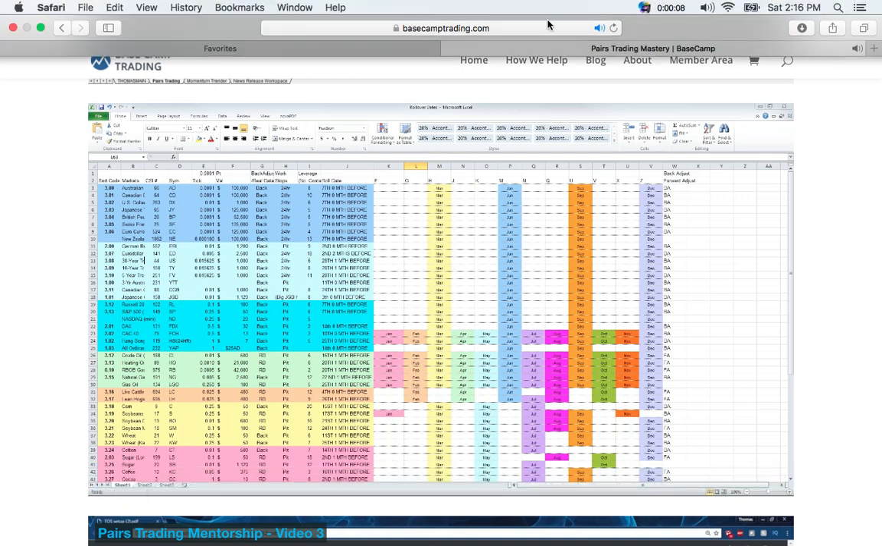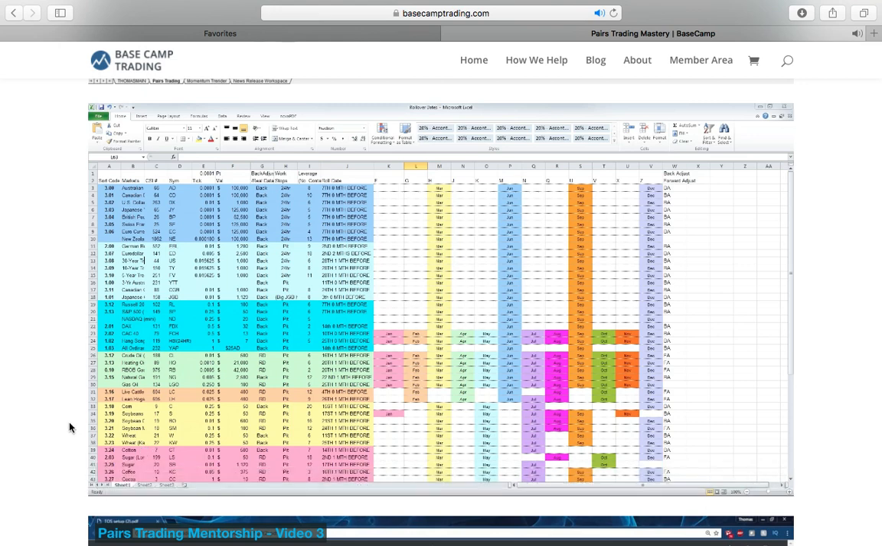As you know, yesterday we went over the basics of what pairs trading is, setting up your screens, looking at what the spread ratio is, the spread difference, looking at correlations, talking about what the two different legs of a pair are, when you go long, when you go short, all that good stuff, what being long a pair means, what being short a pair means.